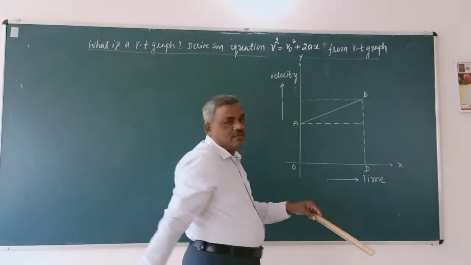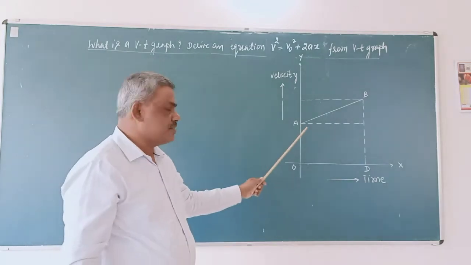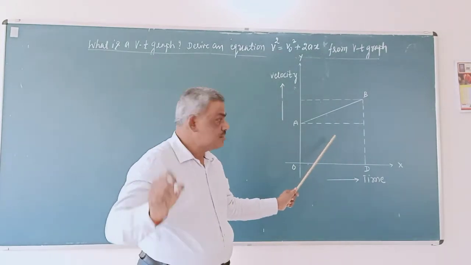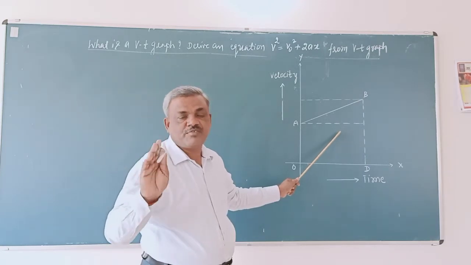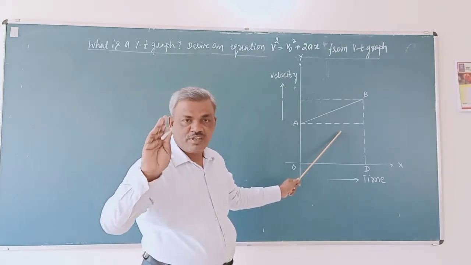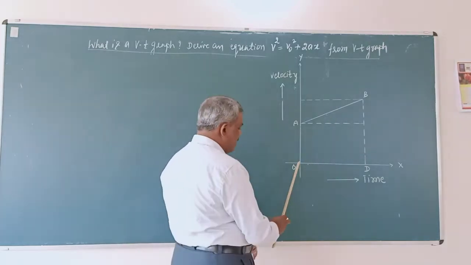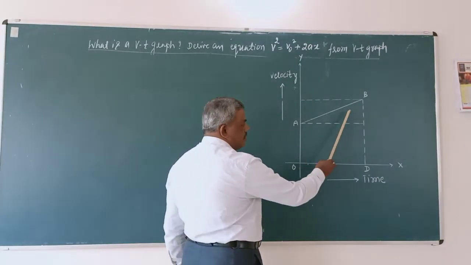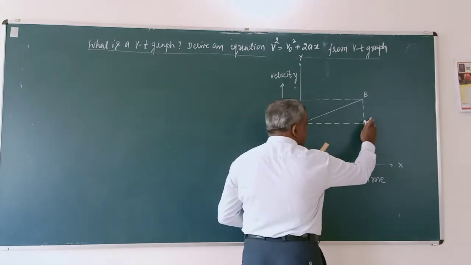So students, how to draw the VT graph? First you draw a straight line. After this, the area represents displacement. What is the shape of the area? A trapezium. Trapezium equals rectangle plus triangle. So this is a rectangle, and now this is a triangle. So now find here C. This is C.